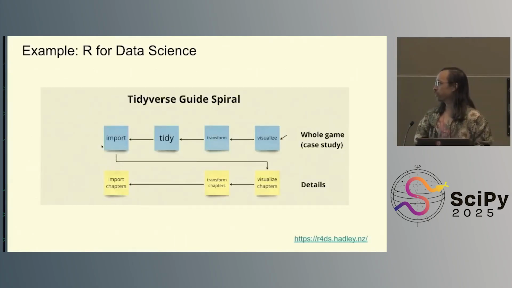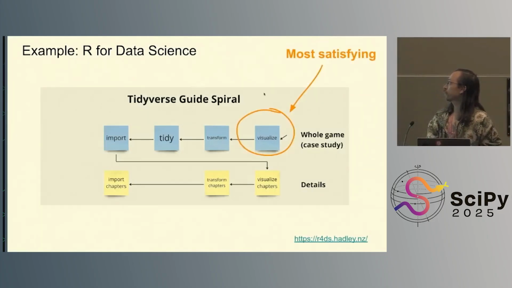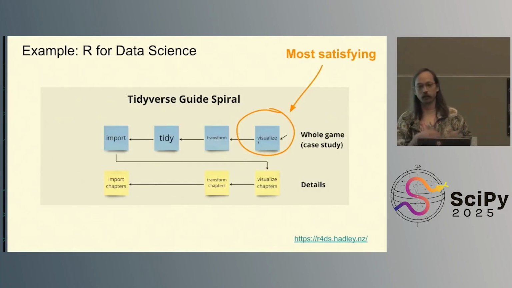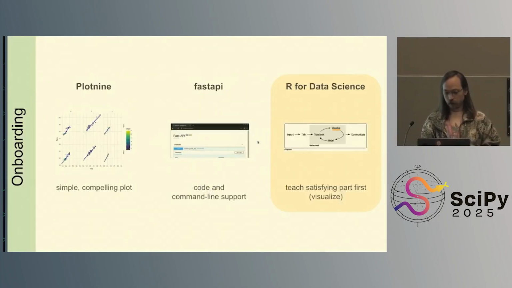So this is the spiral shown another way. I think this is a really neat way to tackle a really big problem by carving it up and working backwards. And just to emphasize, I think this is the door because it's the most satisfying and it's close to an end product. All right. So yeah, we talked a little bit about onboarding.